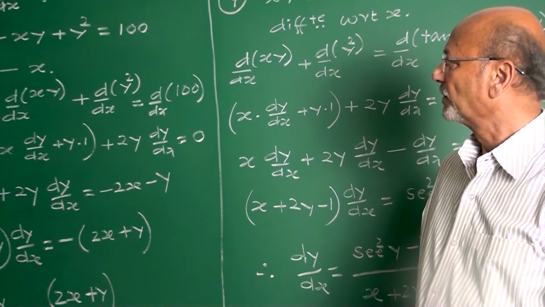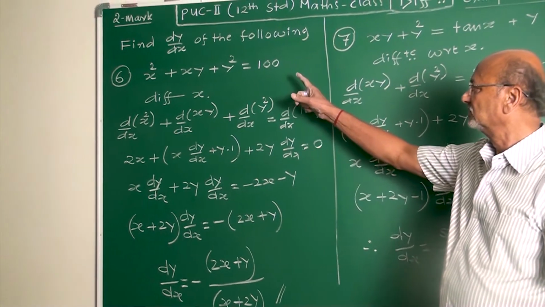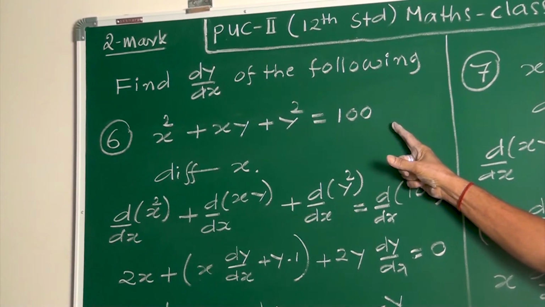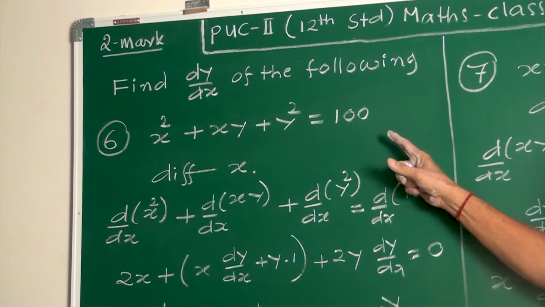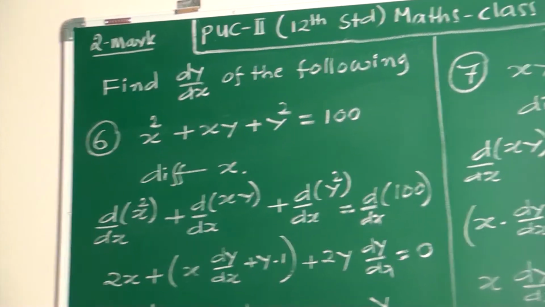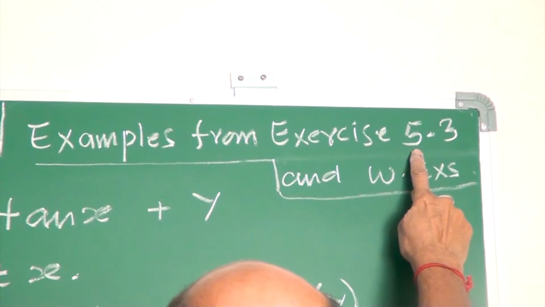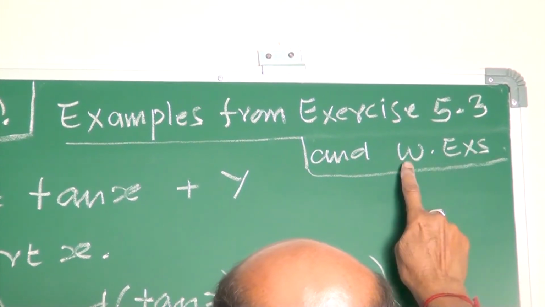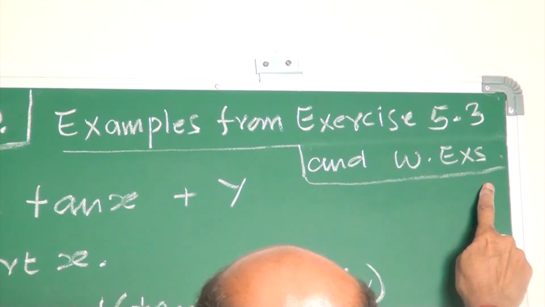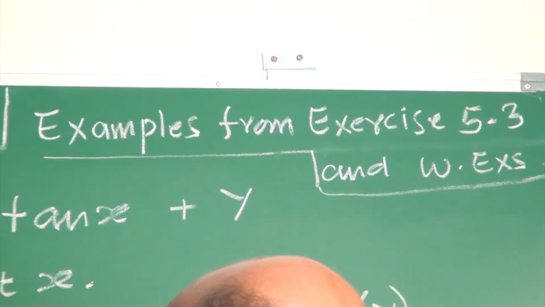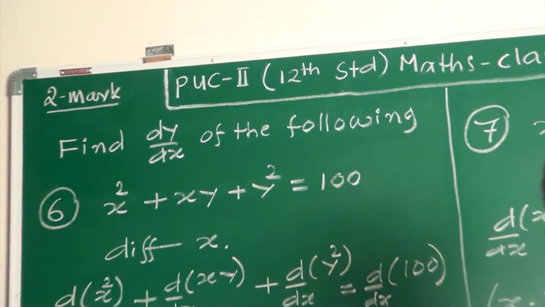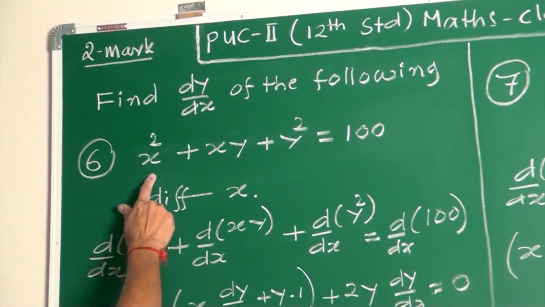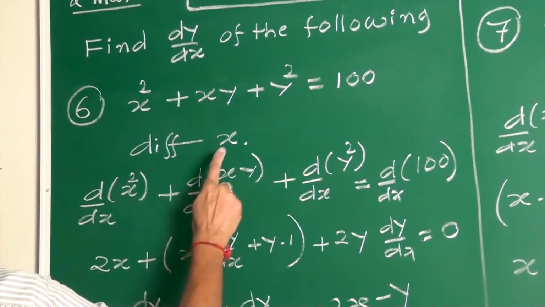Yes, friends. The next example is: find dy by dx of x square plus xy plus y square equal to 100. All these are examples from your exercise 5.3, along with W, which means worked examples, otherwise solved examples in the textbook. These are from exercise 5.3. X square plus xy plus y square equal to 100.